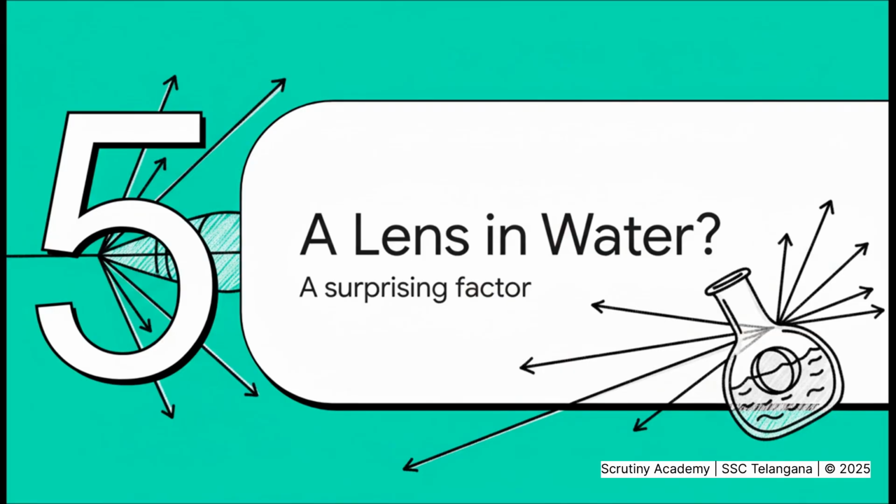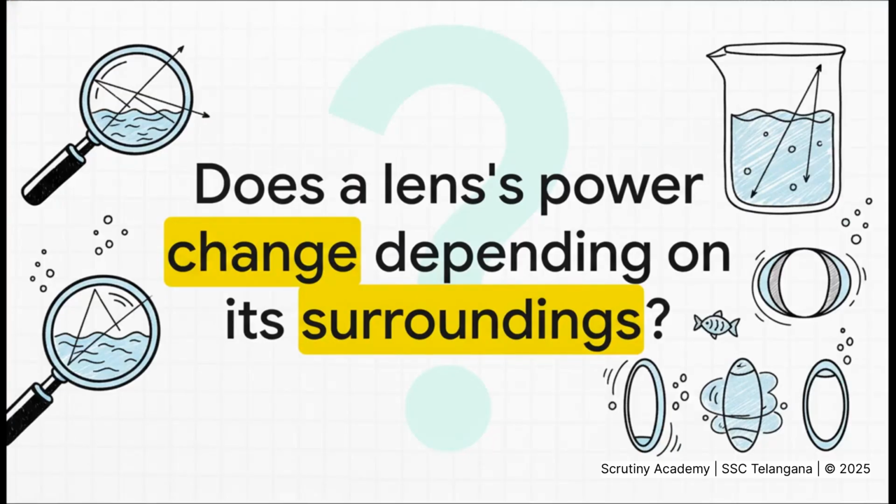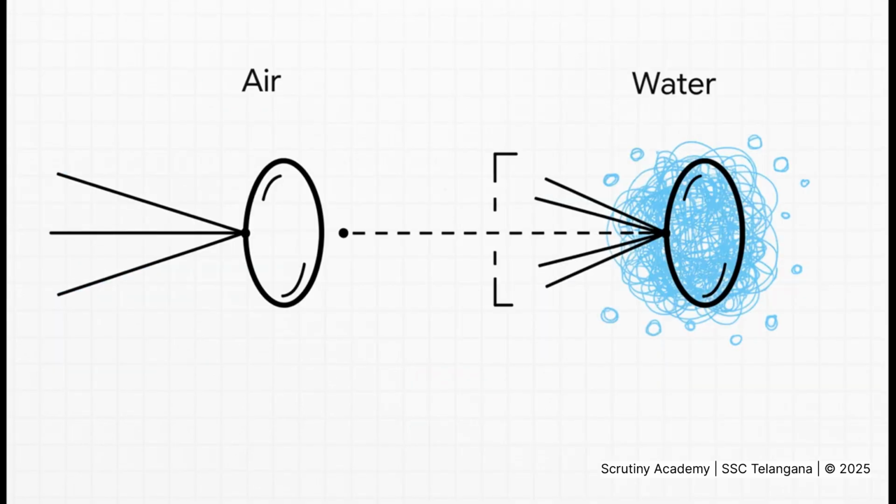Okay, for our final piece of the puzzle, let's challenge something we've kind of taken for granted. We've been talking about the focal length f as if it's this fixed, unchangeable property of a lens. But is it? Think about it. What would happen if you took your magnifying glass and tried to use it at the bottom of a swimming pool? Would it work just as well? Does the stuff around the lens make any difference at all? And the answer is a huge, surprising no.